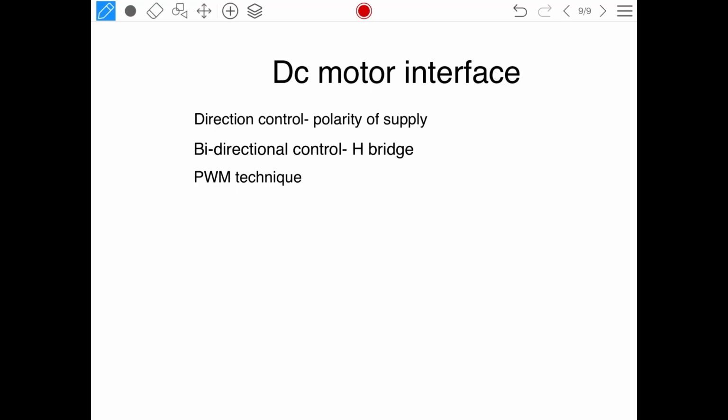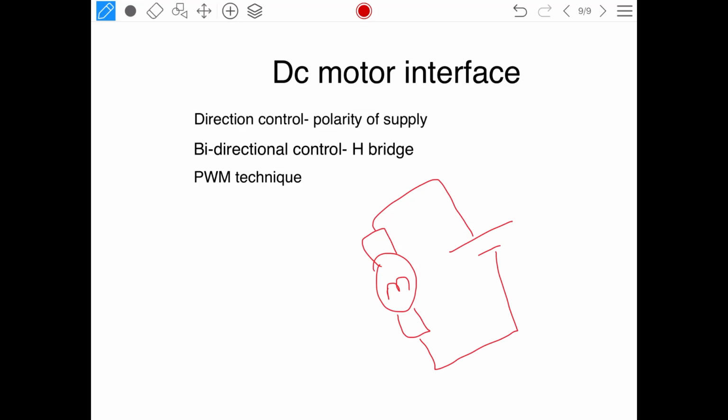A DC motor will rotate both clockwise and anti-clockwise, and you can even control the speed of a DC motor. Both can be done using a microcontroller. Whenever I have a motor, I am supplying a voltage like this. I am writing a rough sketch. My motor will rotate in clockwise direction.